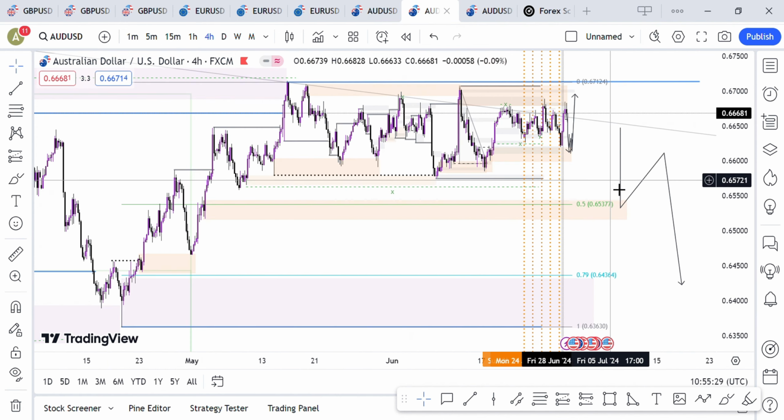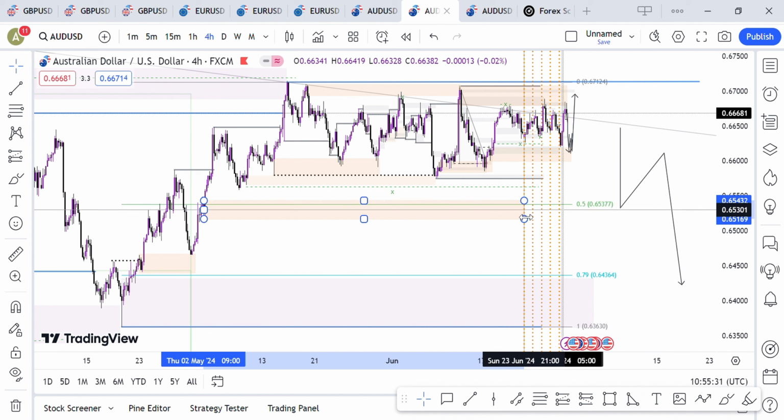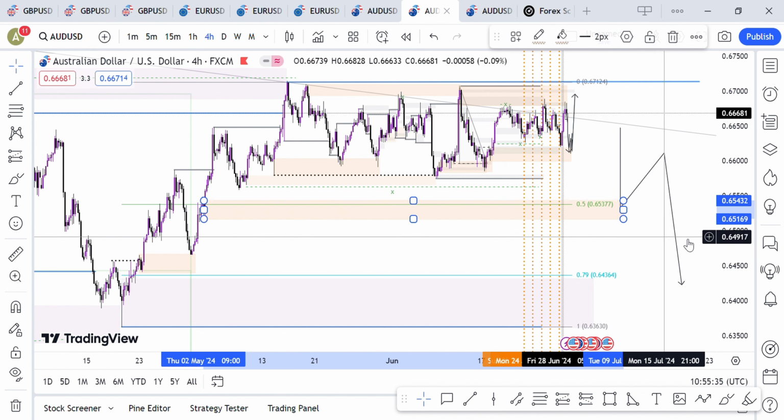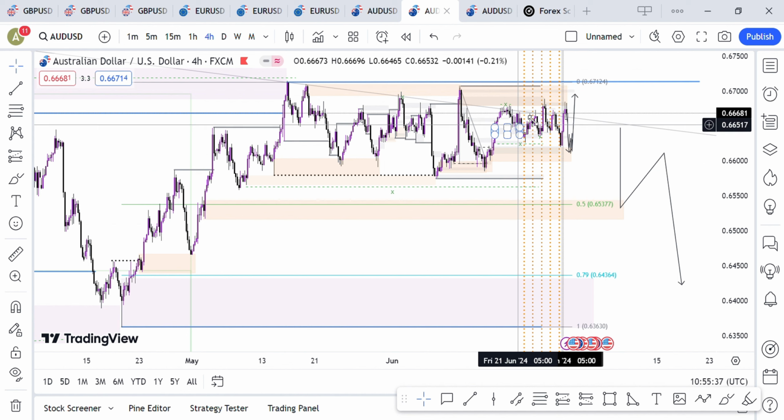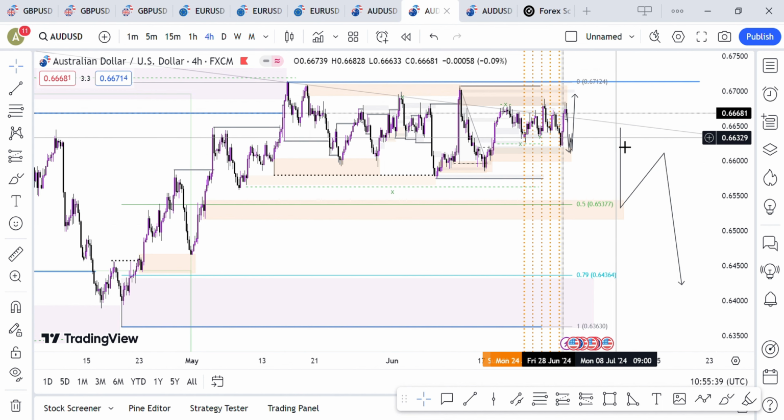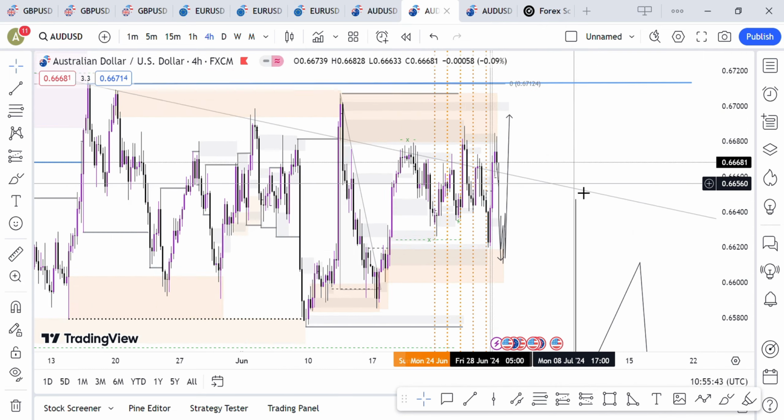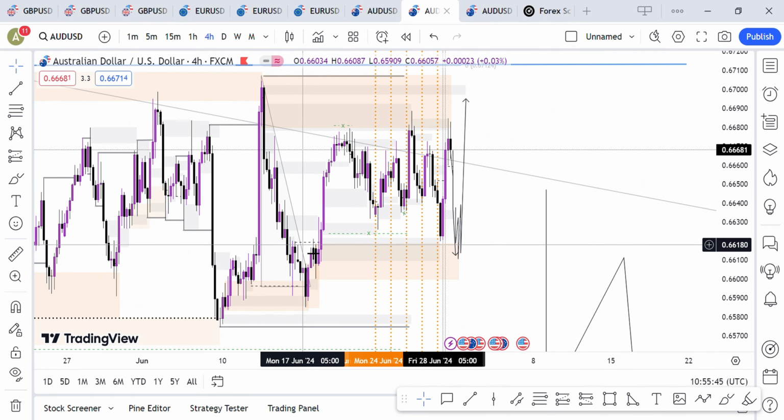From the 4 hour, I'm still also expecting price to come down here. So I'm not sure about it. It's still ranging, so for me it's not giving me so much interest. Although yes, we have another 4 hour change of character here.